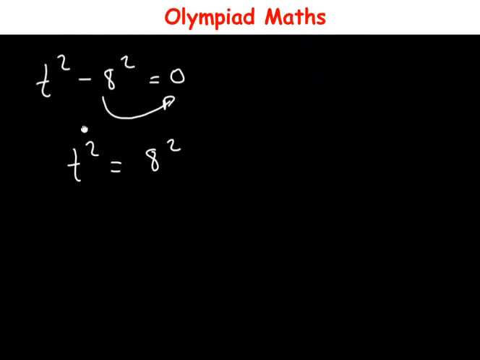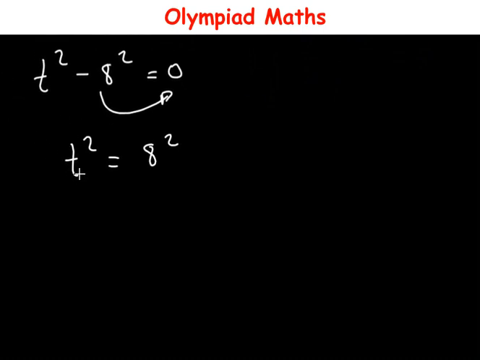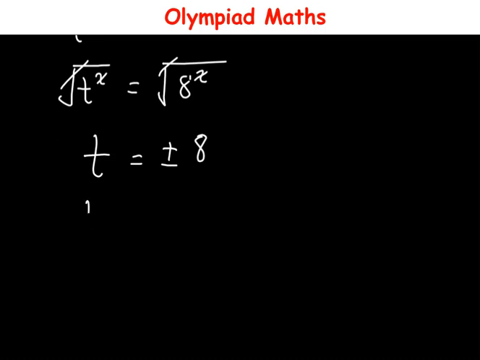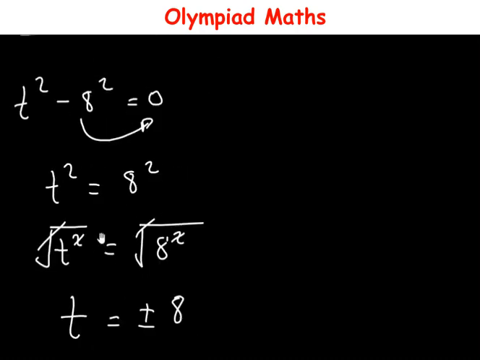So from here, to solve for the value of t, we need to remove this square, and to do so, we square root both sides of the equation. So square root t squared is equal to square root 8 squared. Now, square will cancel square root. We have t is equal to plus or minus 8. So from here, we've gotten the first value of t, t1 is equal to plus 8, while the second value of t, t2, is equal to minus 8. Now, we've gotten the real solutions of t, t1 and t2, from this first equation.